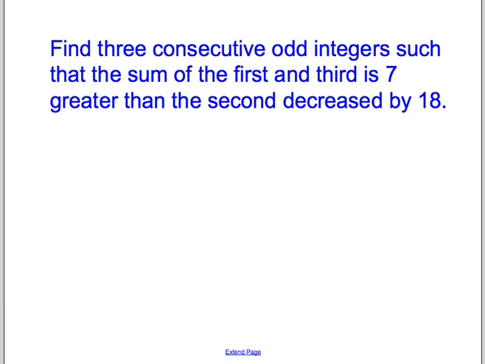Find 3 consecutive odds. We're still going to use n, n plus 2, n plus 4, such that the sum of the first and third. So I want to add n and n plus 4. Again, I'm not putting parentheses around because it's addition. If it said the difference between the first and third, then I'd put my minus and put that third value in parentheses. I'm just skipping that step today.